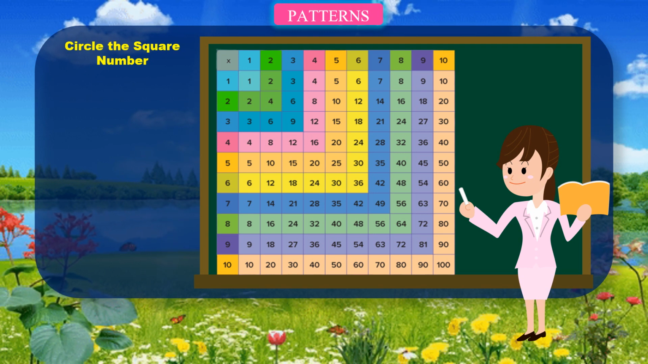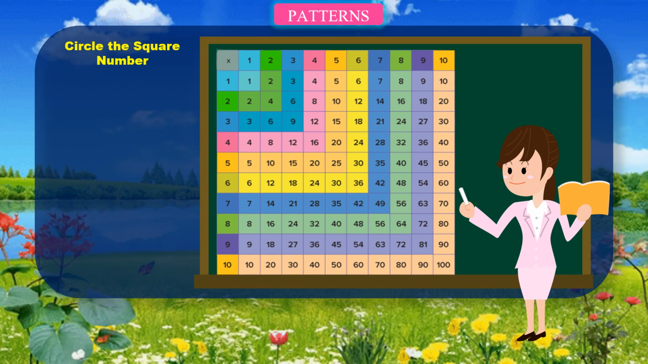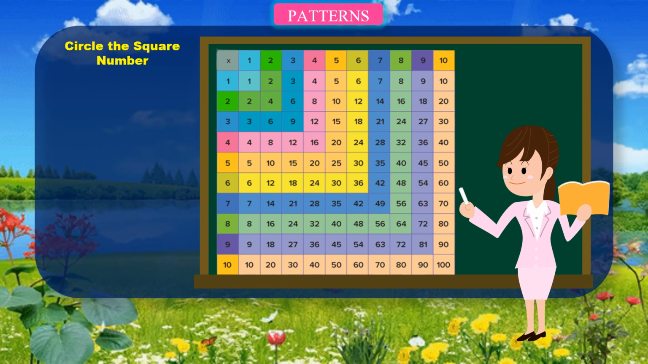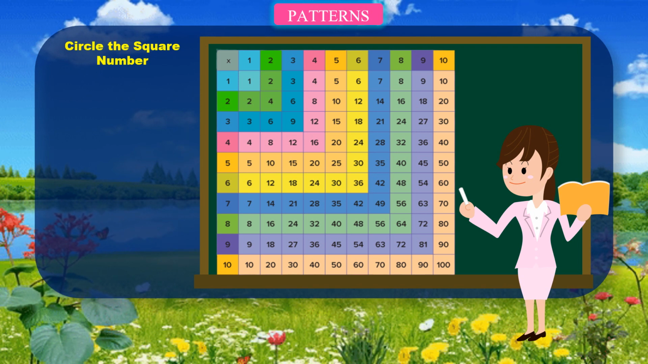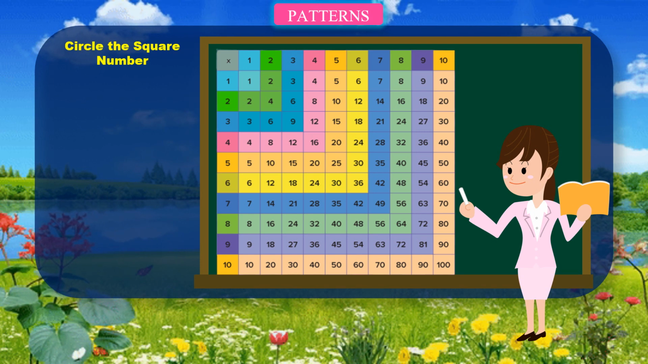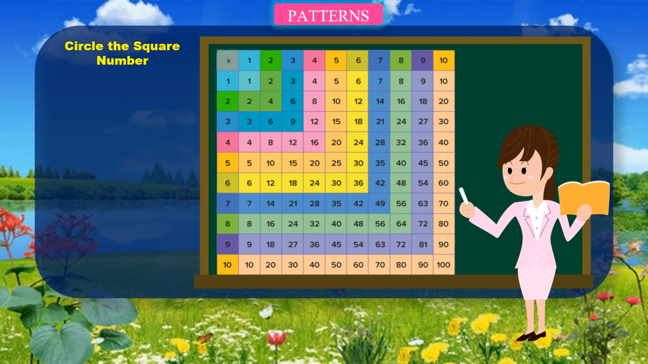Now we are going to circle the square numbers. What are the square numbers? 1, 4, 9, 16, 25, etc. Shall we circle the square numbers?